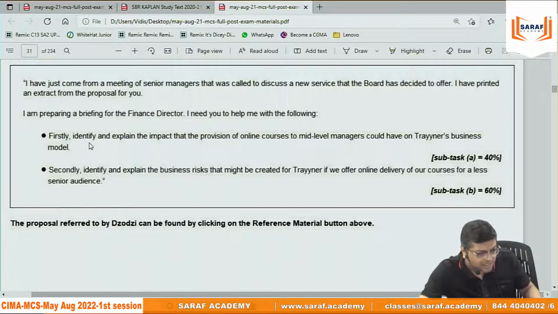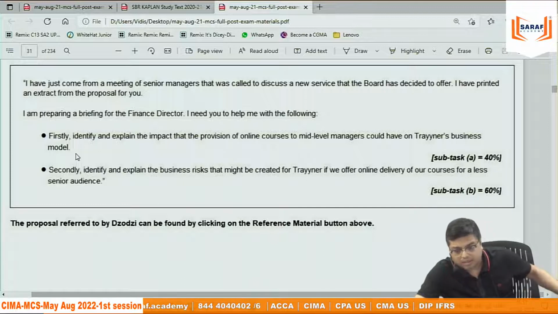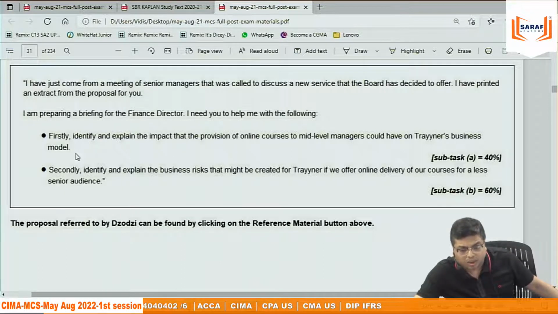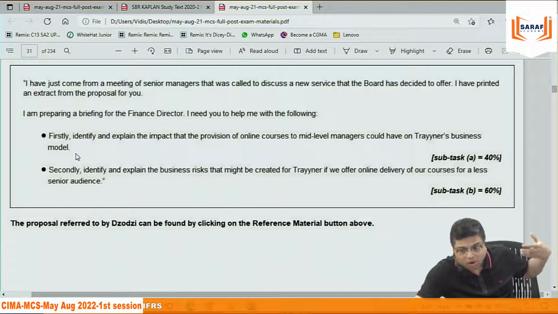Just they are saying identify and explain the impact the provision of online courses to mid-level managers could have on the trainer's business model. In the case study, the business model of the company was physical classes. In the hotel, 5-star, 7-star hotel, taking a room, then asking all the persons who have enrolled for the course from the corporate to attend those classes.